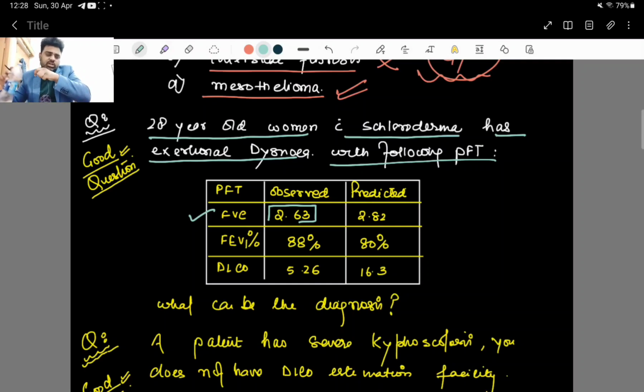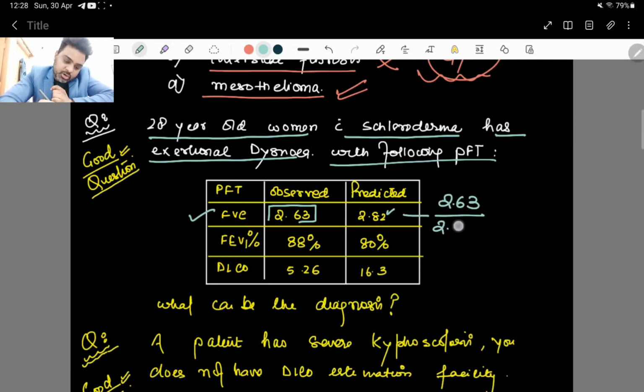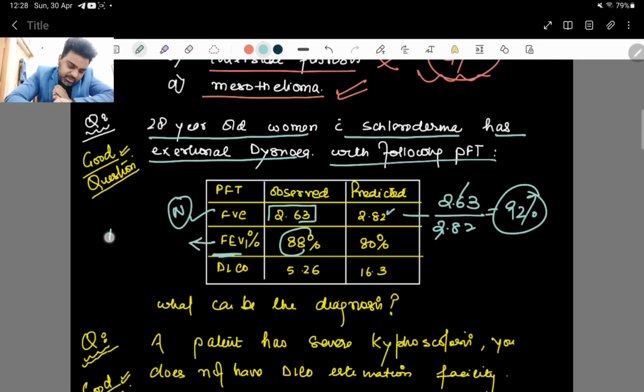So now here you see that FVC is 2.63 and predicted is 2.82. If we calculate the value, 2.63 upon 2.82, it will be around 92%. That means this is normal. Now FEV1%, it is 80. I have told you initially that FEV1% means FEV1 by FVC. So 80% is also normal.